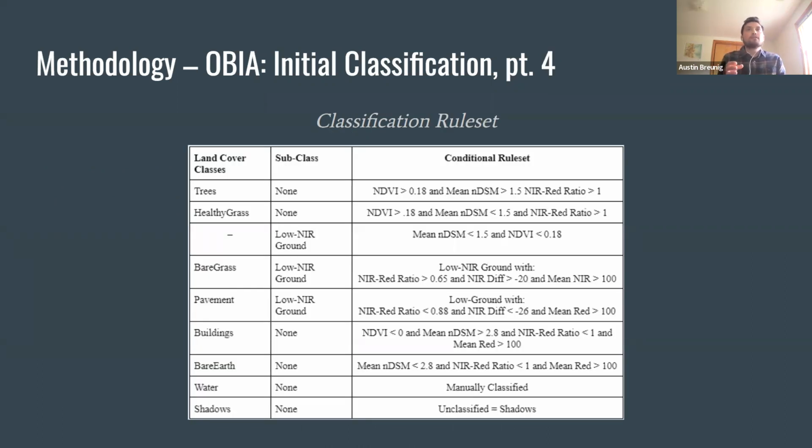So this is the final conditional rule set that I used in eCognition to classify the imagery. If you look down at the bottom, you see that water was manually classified. The reason I did that is there was such a small amount of water in the imagery that it was just easier for me to reclassify those objects instead of trying to come up with an algorithm. After each class was classified, everything that remained, I reclassified as shadows.